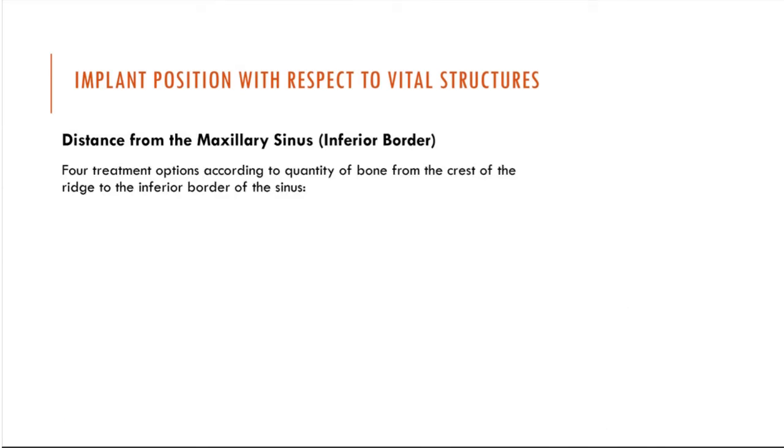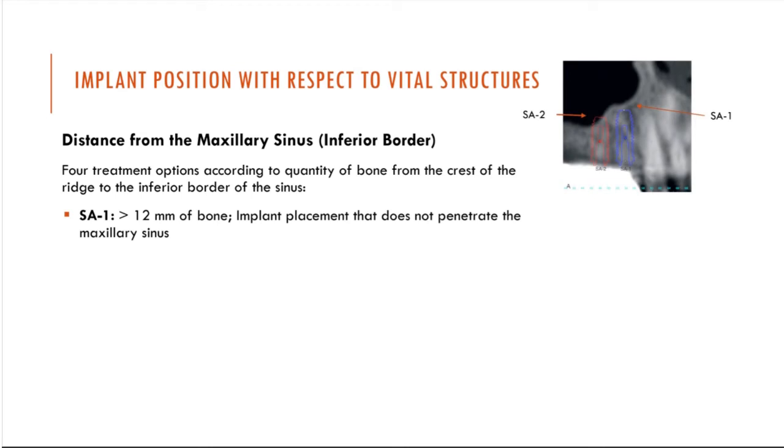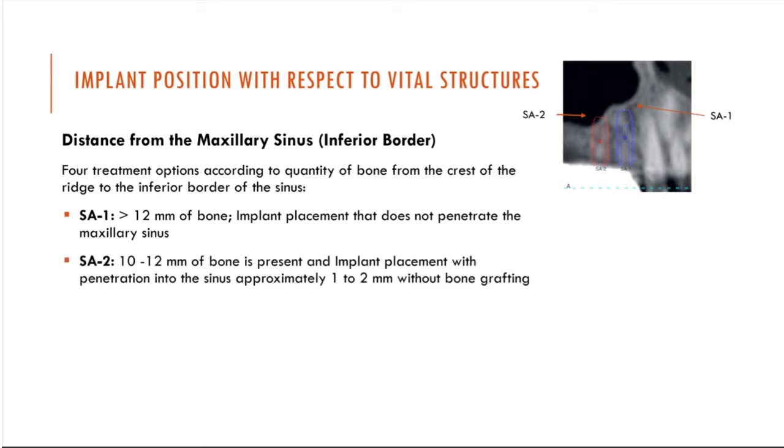And for the distance from the maxillary sinus, there are 4 treatment options according to the quantity of bone from the crest of the ridge to the inferior border of the sinus. SA1, if there is more than 12 mm of bone, implant placement that does not penetrate the maxillary sinus. SA2, if there is 10 to 12 mm of bone, implant placement with penetration into the sinus approximately 1 to 2 mm without bone grafting.